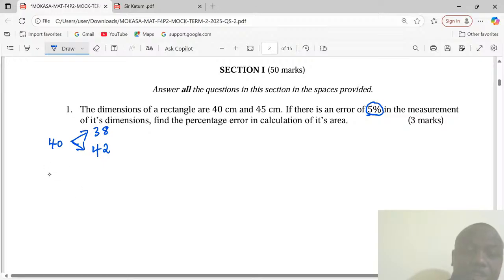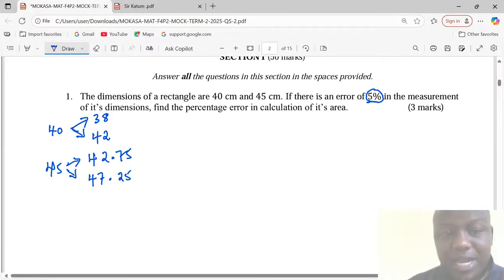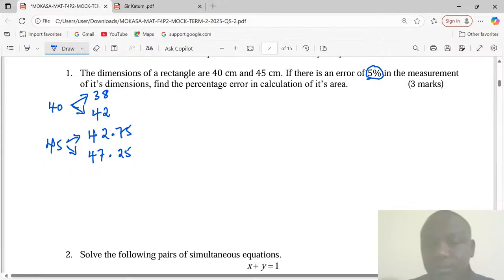Then the other dimension, which is 45, we can also take the same error of 95%, multiplied by 45, and we shall get 42.75. That is the lower limit. The upper limit of 45, we multiply it by 105%. This gives us 47.25. Now, at this point, we can talk about the maximum area and the minimum area.